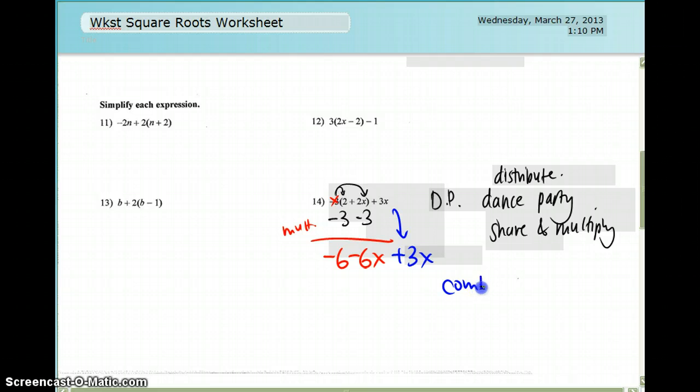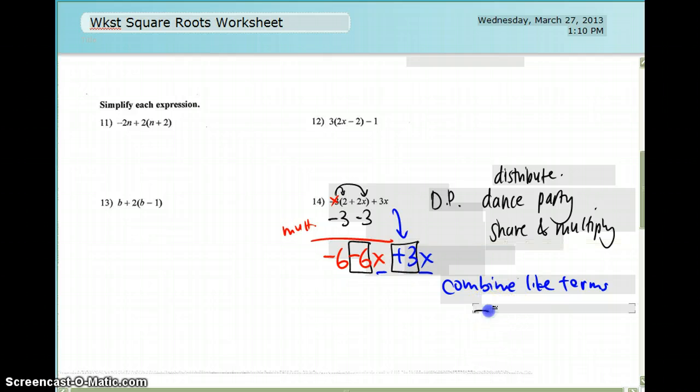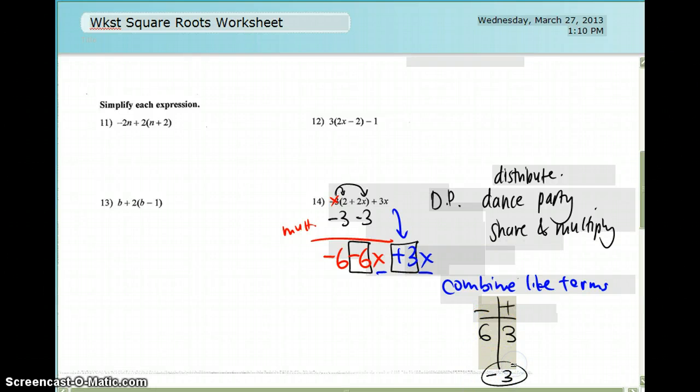Then I'm going to combine the like terms. My like terms here are the ones with the x's. And since these have an x, I'm going to look at the coefficient, the number that is in front of the variable. I have negative 6 and positive 3. That means if I were to do T for teams, 6 is negative, that's for me. Positive is for you, so you get 3. So at the end of the game, I'm going to subtract them and have a difference of negative 3 in the middle. So that gives me negative 3x.